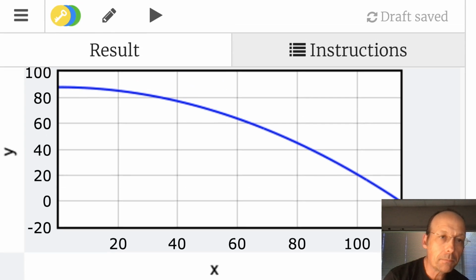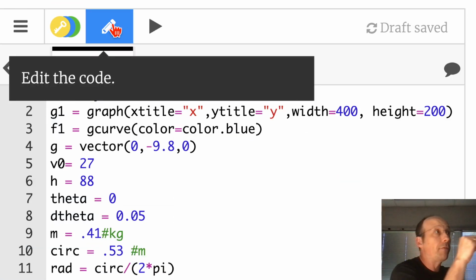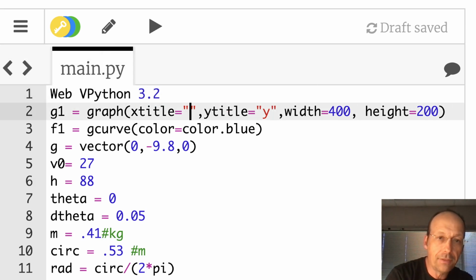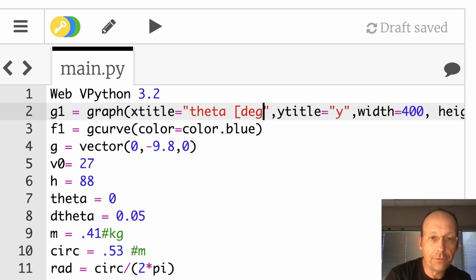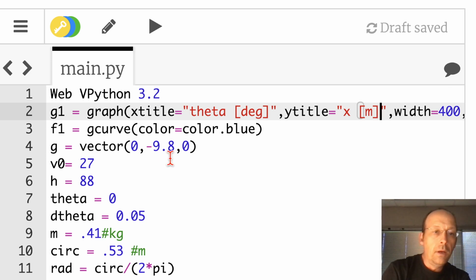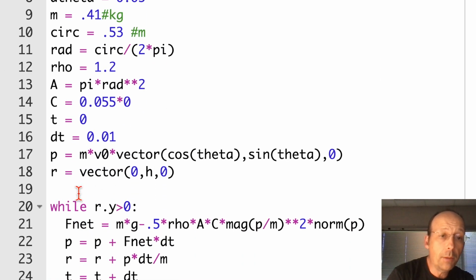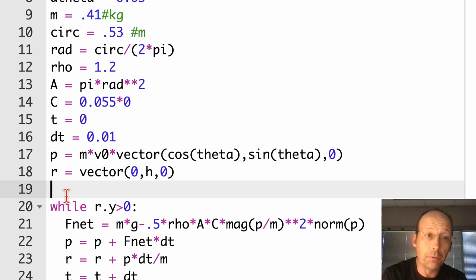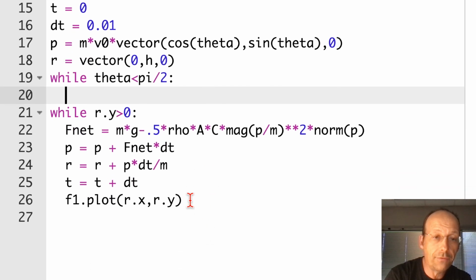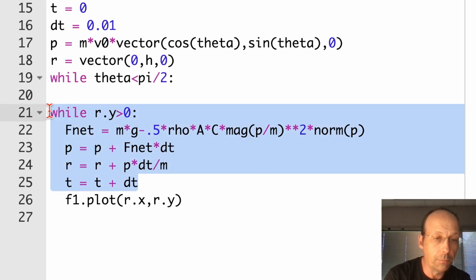Okay. So now we can make a graph of the range as a function of theta. So over here, let's put this as theta in degrees, and this is going to be x in meters. That's all fine right there. Now all I'm going to do is take this and put it in a loop. So I'm going to say while theta is less than pi over 2, and then I'm going to do all of this stuff right here in the loop. So I'm going to indent it.